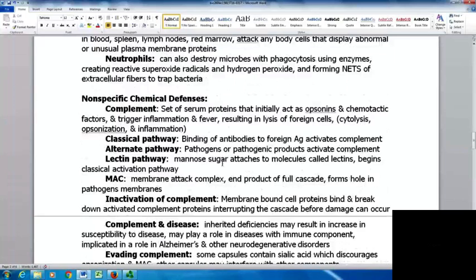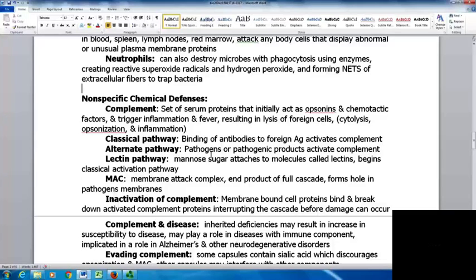Some non-specific chemical defenses are going to include complement, among other things. Complement is a set of serum proteins that will initially act as opsonins and chemotactic factors. They'll trigger inflammation, fever, and result in the lysis of foreign cells. So there are 3 main steps to what complement does: cytolysis, opsonization, and inflammation.